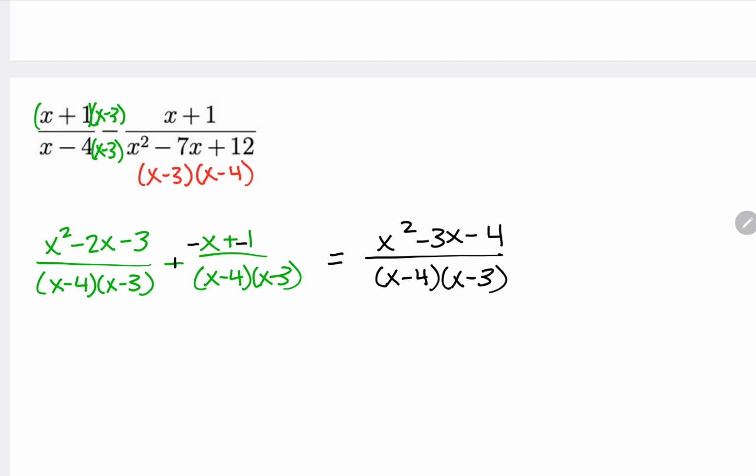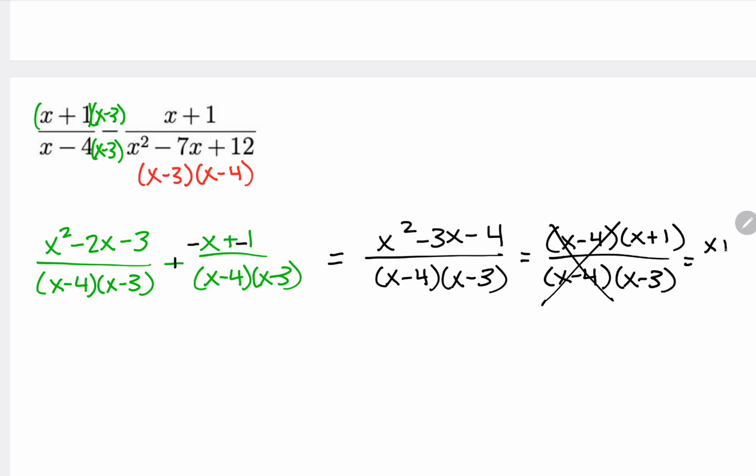This is the first example we've had where we can factor that numerator. The numerator factors into an x minus 4 and an x plus 1. And when we factor that numerator, the x minus 4's cancel. So our answer is just x plus 1 over x minus 3. So some examples for you on how to add and subtract rational expressions.